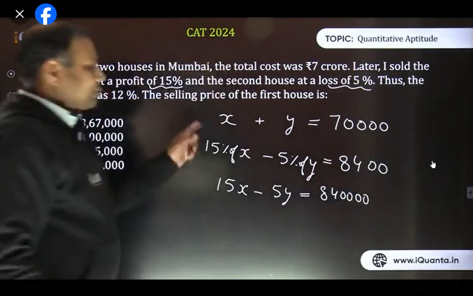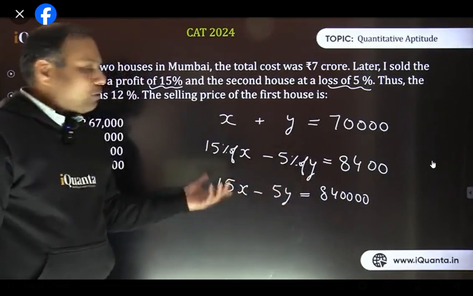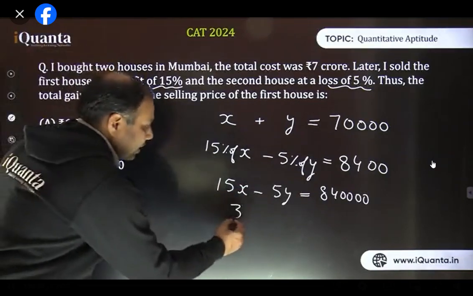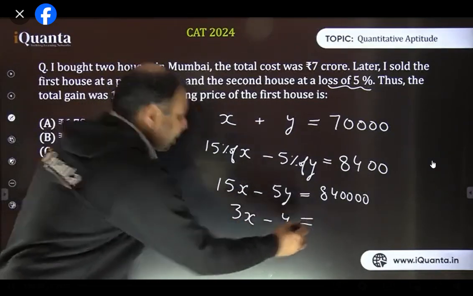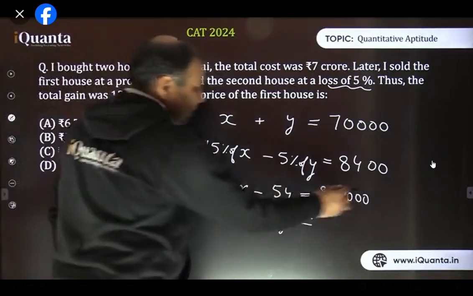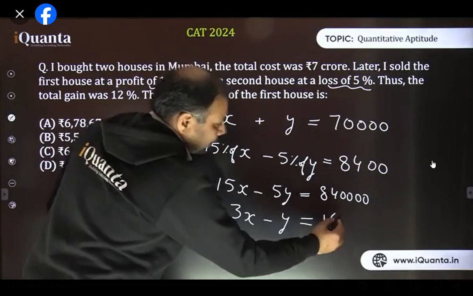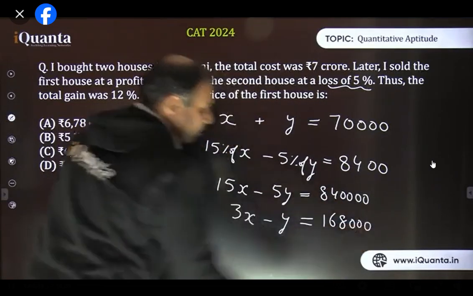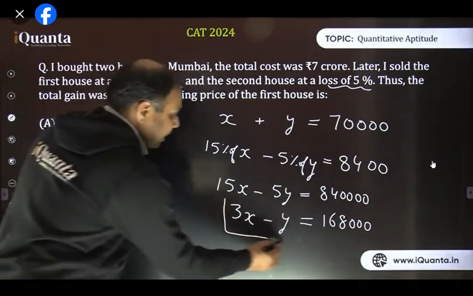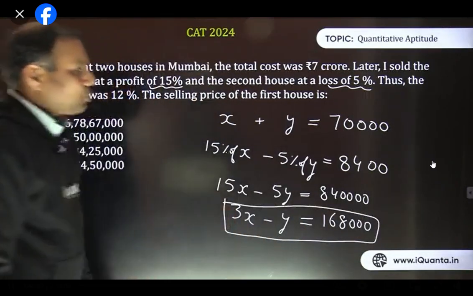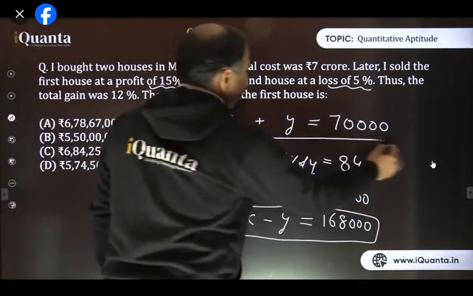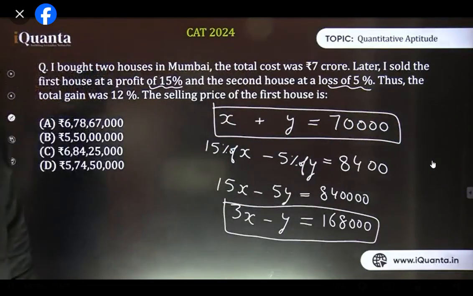840000 because of that 100. And if you want to divide by 5 throughout, that will also make it easier. So 3x minus y. I'm dividing by 5 now, by the way. If I divide this by 5, what will I get? 5 ones are 5, 5 6s are 30, and 5 8s are 40, followed by 3 zeros. So this is one equation, 3x minus y equals 168000, and another one was x plus y equals 70000.